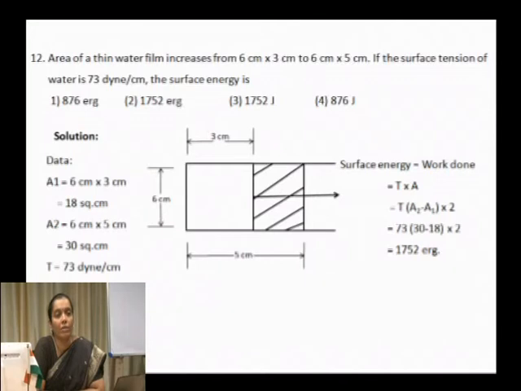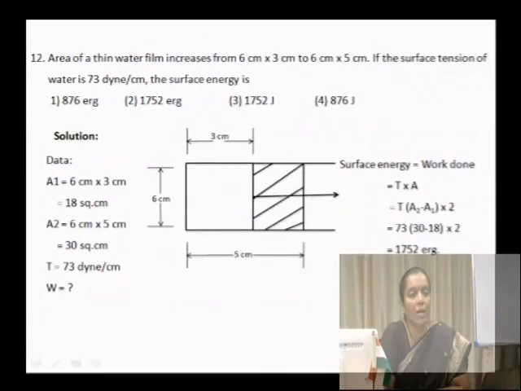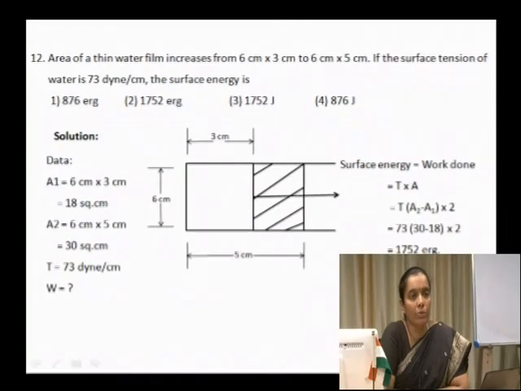So, if we calculate the area of the initial water film as A1, that is 6 centimeter into 3 centimeter, we get it as 18 square centimeter. If we calculate the new area as A2, that is 6 centimeter into 5 centimeter, that is equal to 30 square centimeter.